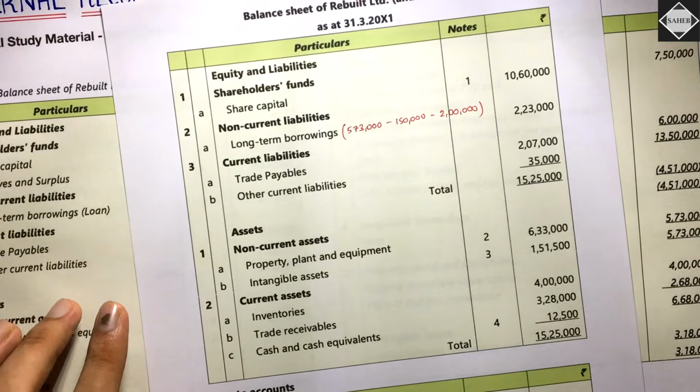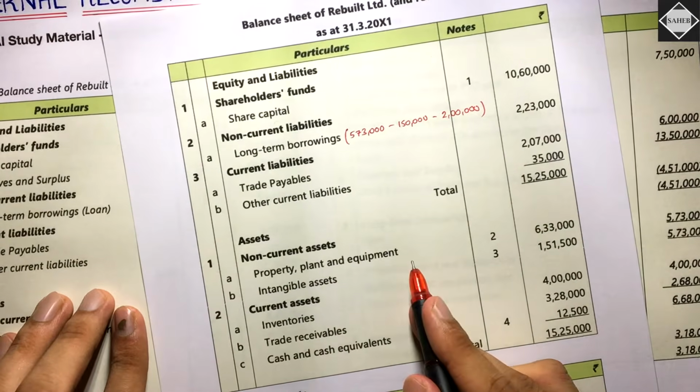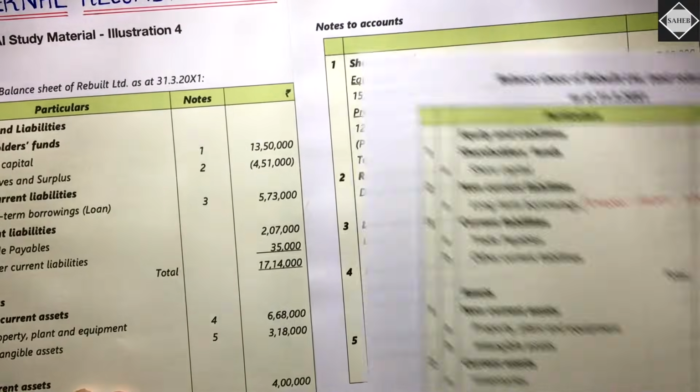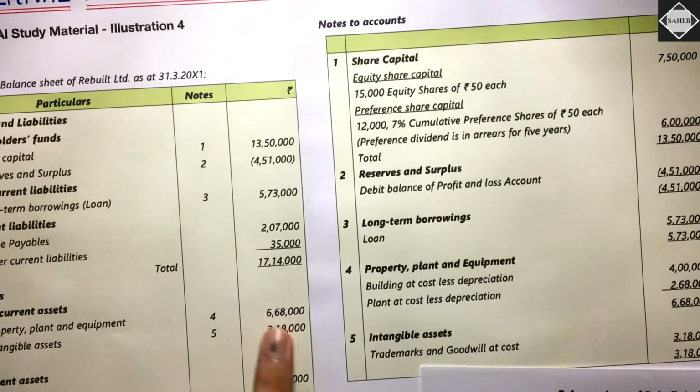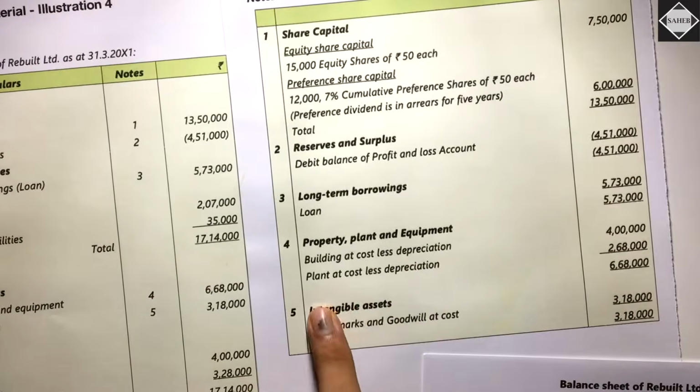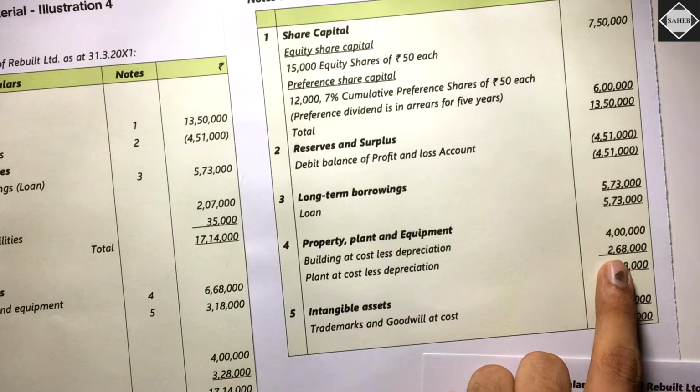And then come to the asset section. Here, PPE, has there been any change in PPE? Yes, we have reduced the plant by 35,000. So that you have to consider. Yes, 6,68,000. There was building. There is no change in building. The same only 4 lakh. But in plant, we have made a change. We have reduced the plant by 35,000.